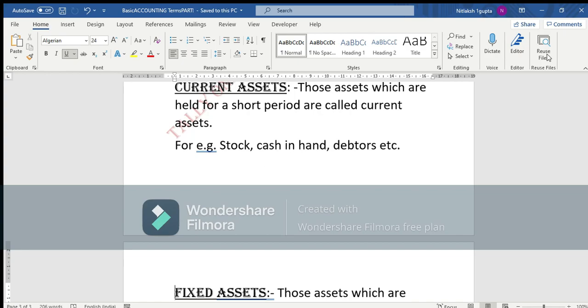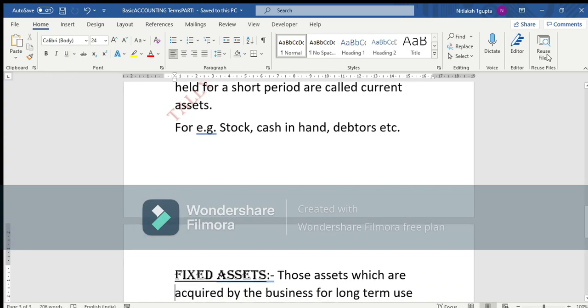It means the value of these assets continuously goes on changing. These are known as current assets. Just as stock, the value of stock also changes, and the value of cash in hand also changes. Suppose we have paid anyone, then cash will be decreased. If we have received cash from anyone, cash will be increased. So the value changes, and that is included in current assets.